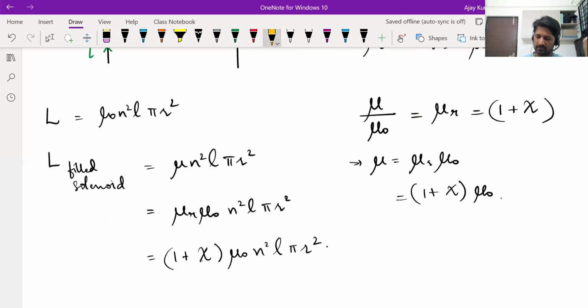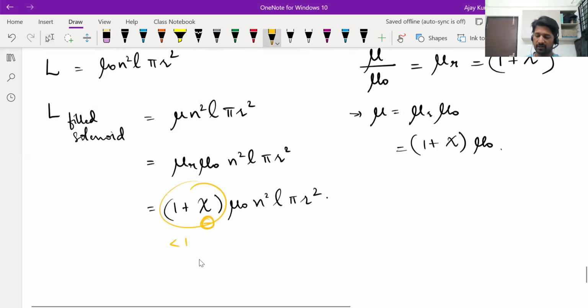See, for diamagnetic, susceptibility is negative. X is a value between -1 and 0 for diamagnetic. If you do that, this number becomes less than 1 for diamagnetic. And if this factor is less than 1, that means the inductance of the filled solenoid is less than inductance of the original solenoid. So if you fill a solenoid with a diamagnetic material, its inductance decreases. Why? Diamagnetic material produces an opposing magnetic field and it reduces the overall magnetic field. And if overall magnetic field is reduced, the flux gets reduced, the inductance gets reduced.